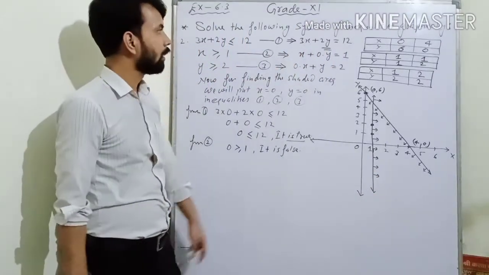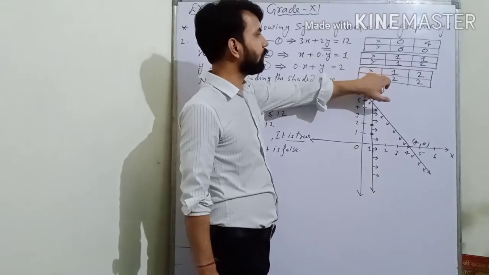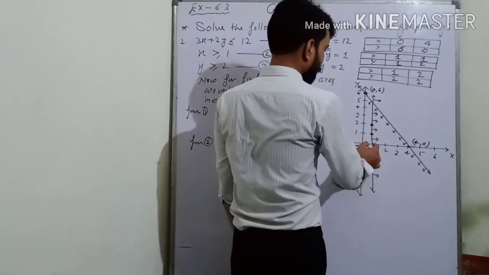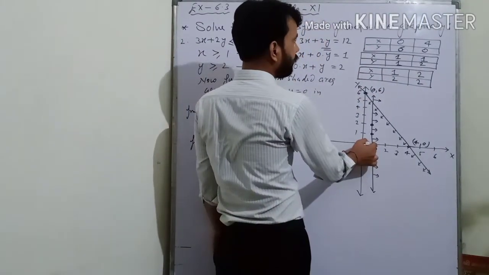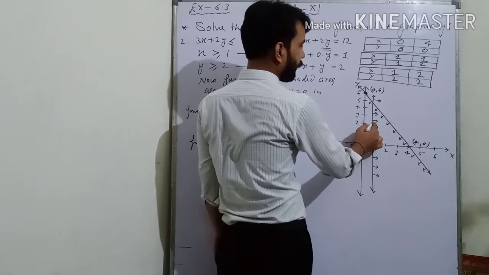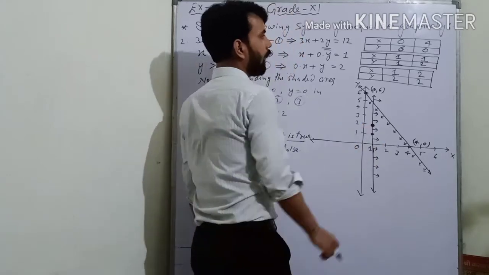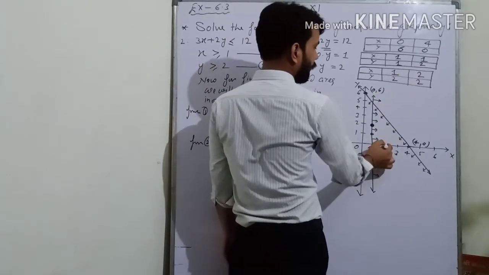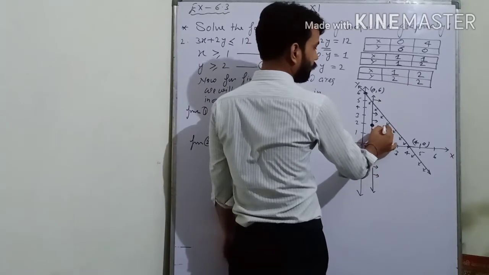Clear? Now the third points, x 1 y 2, this same point, this one, and x 2 y 2, this is the point.